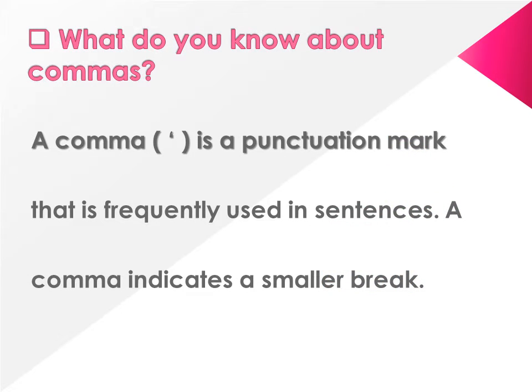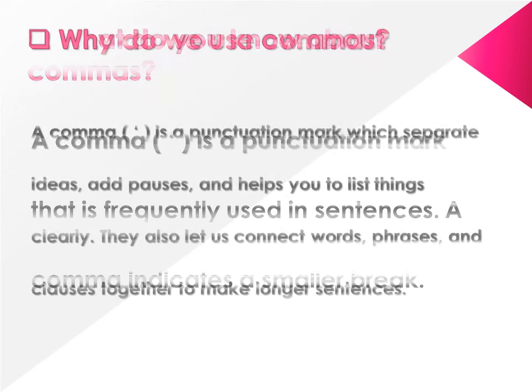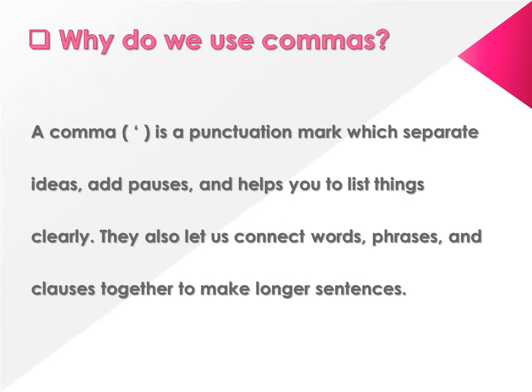What do you know about commas? A comma is a punctuation mark that is frequently used in sentences. A comma indicates a smaller break. Why do we use commas? A comma is a punctuation mark which separates ideas, adds pauses, and helps you to list things clearly. They also let us connect words, phrases, and clauses together to make longer sentences.